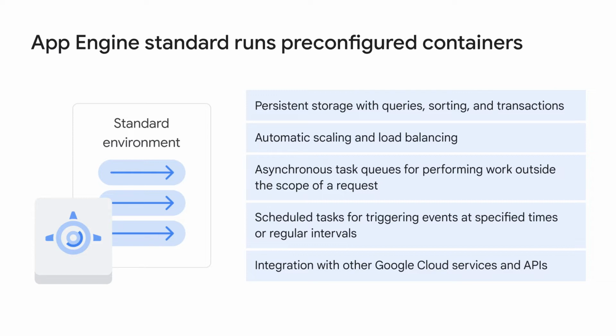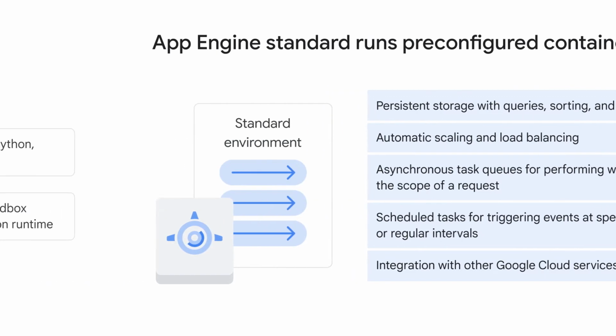Standard environment features include persistent storage with queries, sorting, and transactions, automatic scaling and load balancing, asynchronous task queues for performing work outside the scope of a request, scheduled tasks for triggering events at specified times or regular intervals, and integration with other Google Cloud services and APIs.